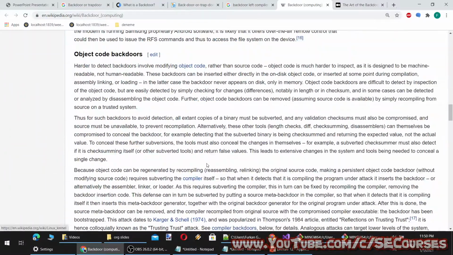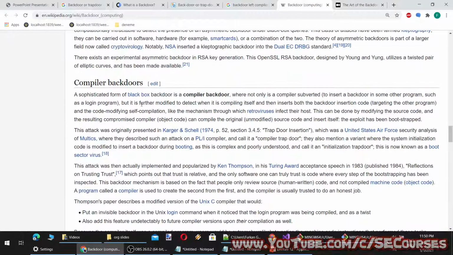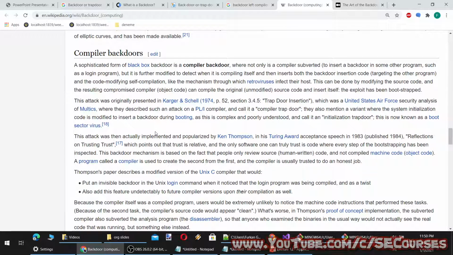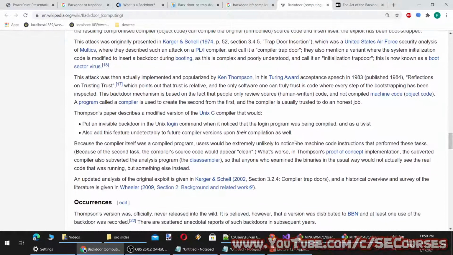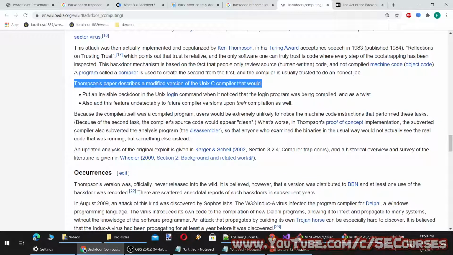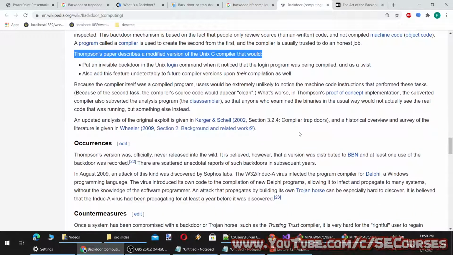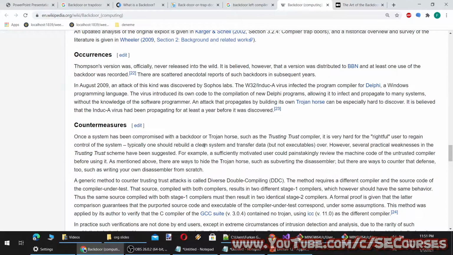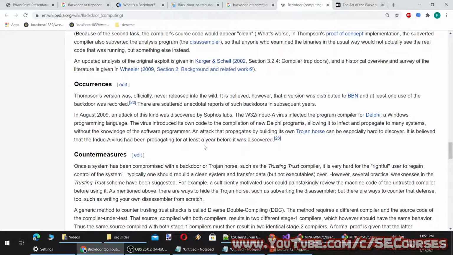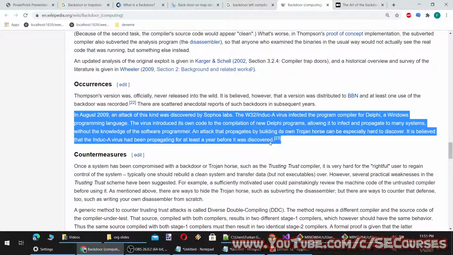Okay. I will find compiler backdoor. Okay, here. This one is.